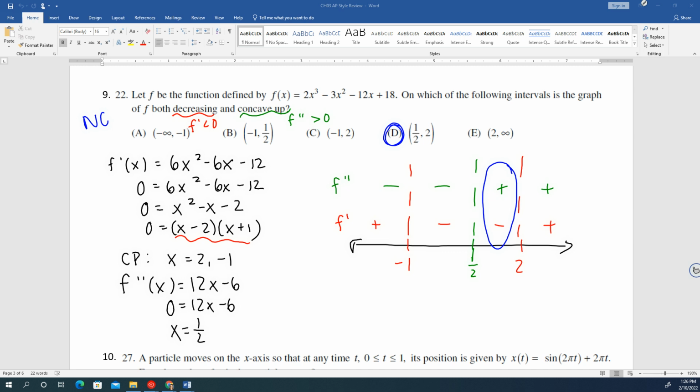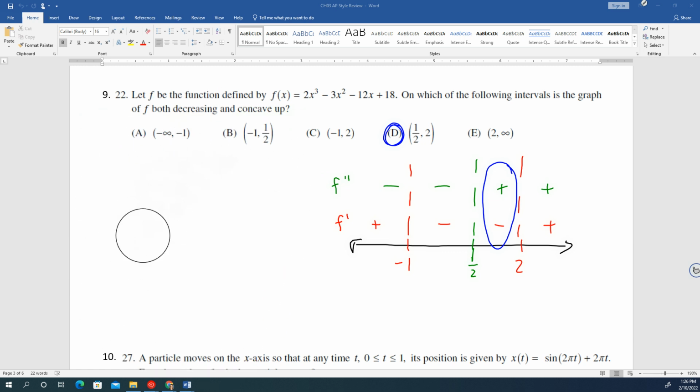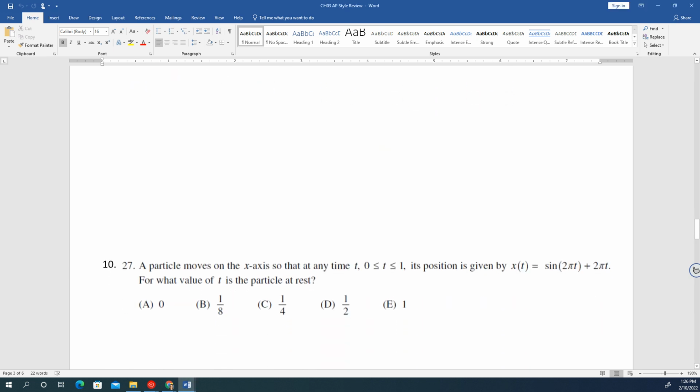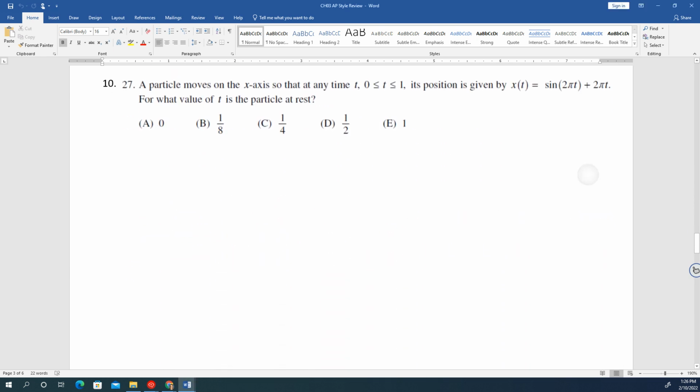Ooh, a little particle motion coming up next. Okay. Last multiple choice one for today.